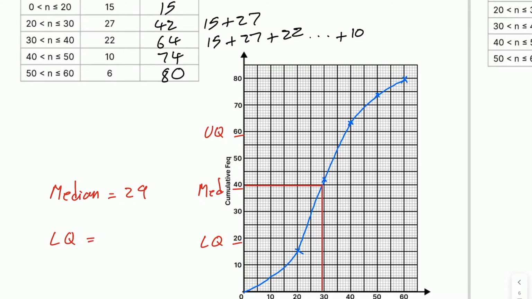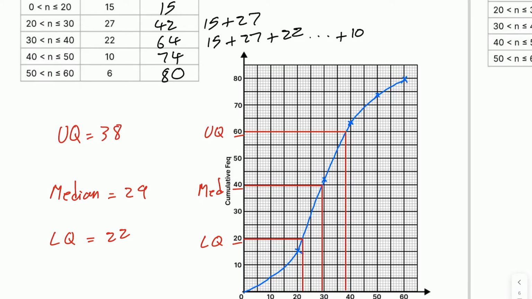Now for the lower quartile, go across, and come down. That's 22. And then for the upper quartile, go across. So again, straight lined with a ruler. And if we just come down, that's 38.